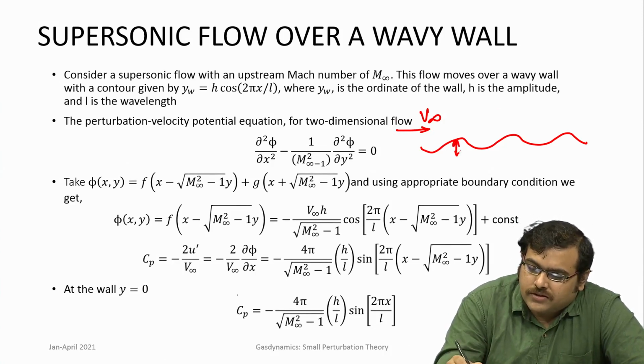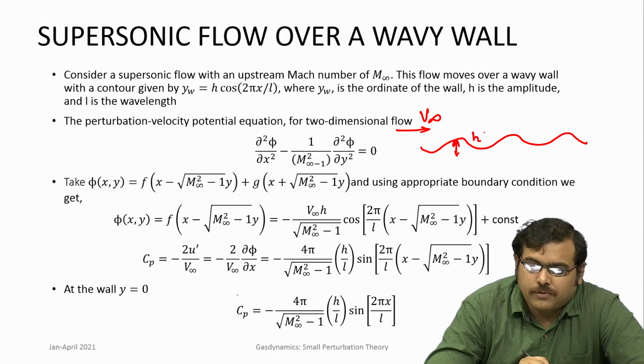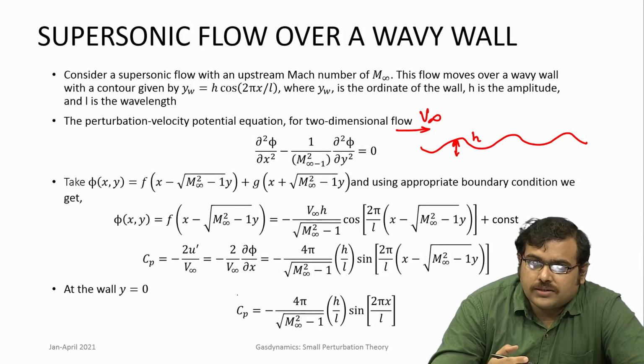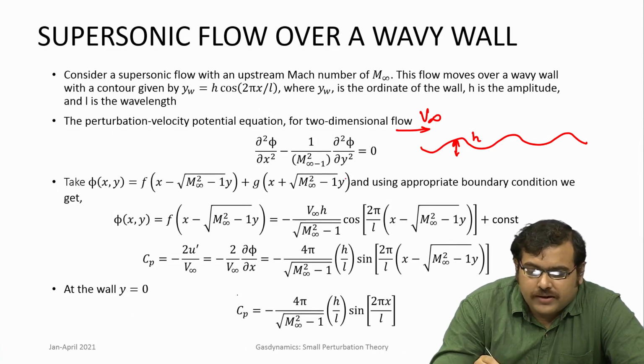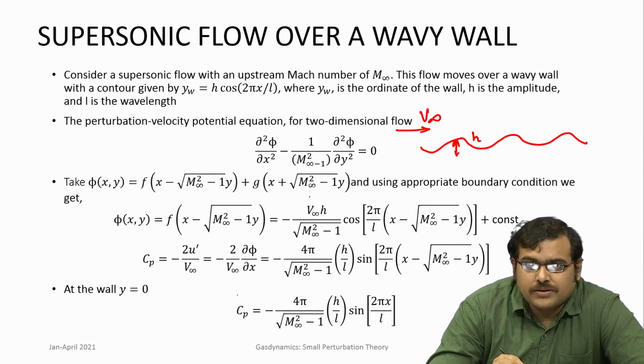Here, of course, we consider h is very small. So, h is small. Because it is a small perturbation, we are doing supersonic flow. So, we will just do the supersonic flow initially and then later on look at subsonic flows and see how they compare.